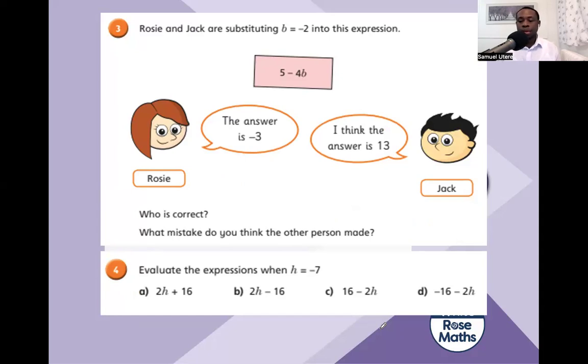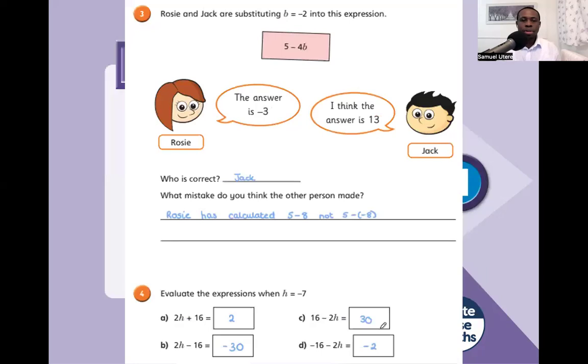Assuming you've paused the video and you've answered the questions, here are the answers. For question 3, you were asked, Rosie and Jack are substituting b equal to -2 into this expression. You can see the expression there. Here, Rosie says the answer is -3. And then Jack says, I think the answer is 13. Who is correct? Jack is correct. But the question was, what mistake do you think the other person made?